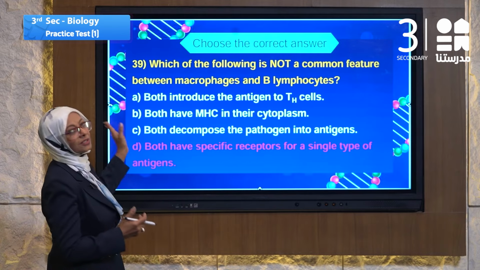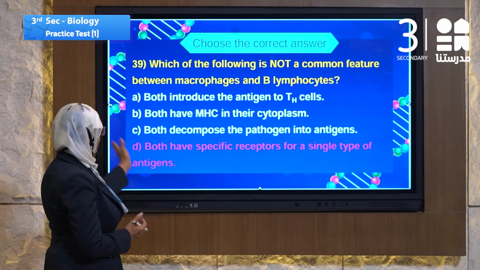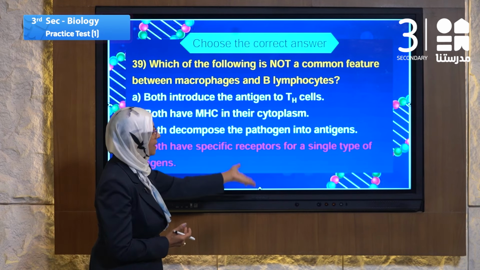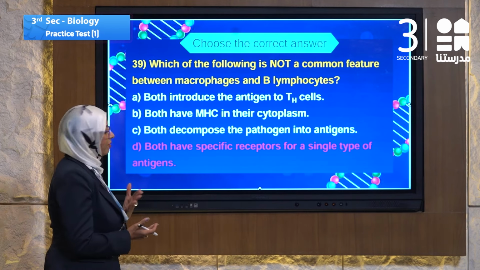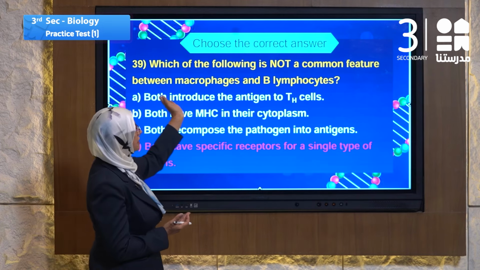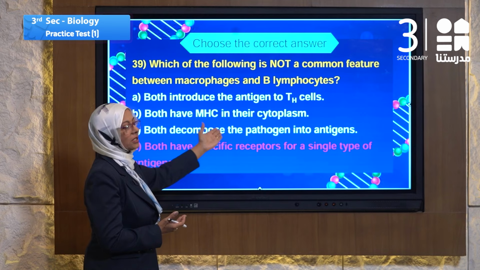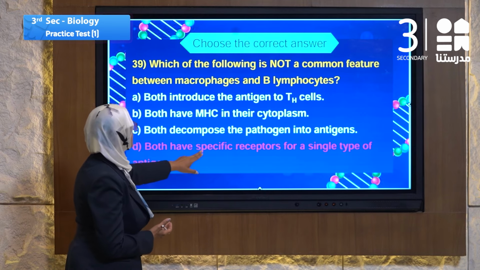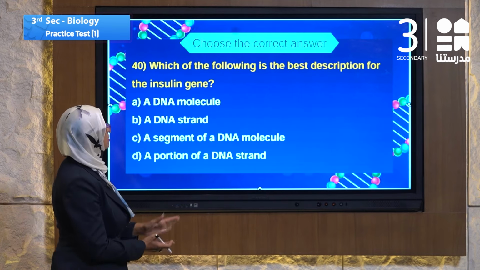The answer must be D. Both of them have specific receptors for a single type of antigen, because they are different. Macrophages are different from B lymphocytes in the receptors. Yes. Let's go to question number 40.